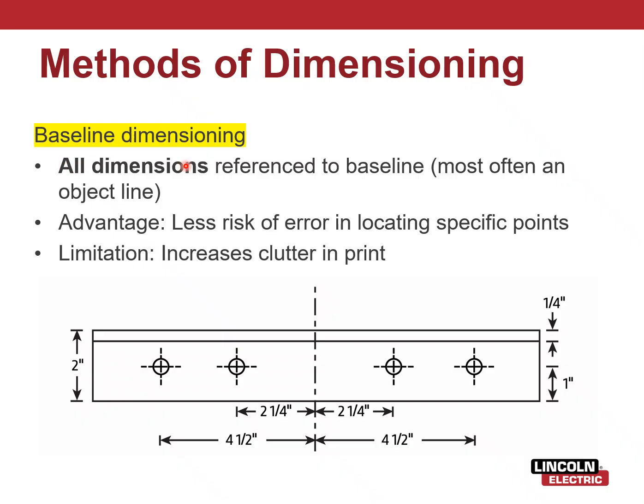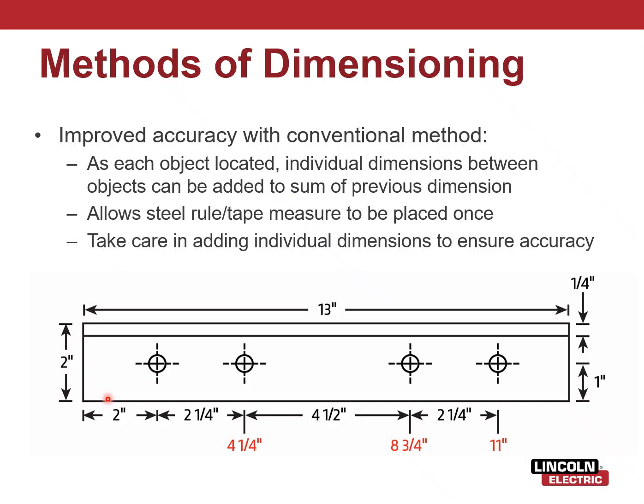So this has all the dimensions referenced. Okay, so the advantage to this is obviously less risk of an error, but it increases the clutter of the print, because now you're going to have from this hole, boom, 2 inches, from this edge, boom, 4 1/4 from this edge, 8 3/4 from this edge, 11. All right, so you're going to have an increase in the amount of dimensions in it, but it's going to be a little more accurate as far as the locations go. All right, so that's the difference between baseline and conventional.